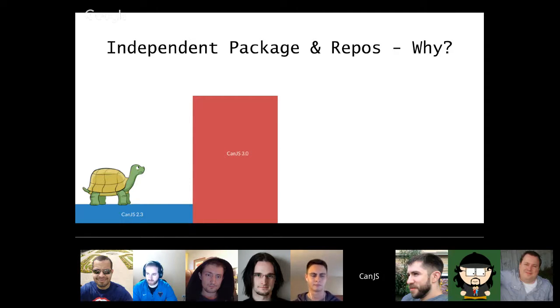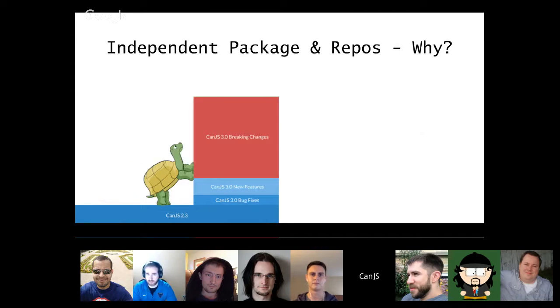Anybody who's upgrading between 2.3 and 3.0 can see it is kind of a difficult thing to do. But the amount of code changes in CanJS 3.0 that were for breaking changes are actually really small compared to the amount of fixes we did and the amount of new features we added. But if you look at the size of that step, most of the reason why it looks hard to upgrade is really those breaking changes. So the impact of the breaking changes far outweighs the amount of code, right?